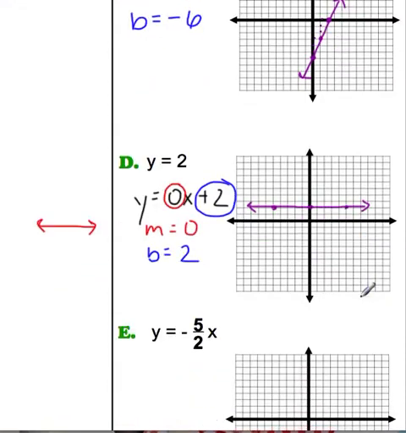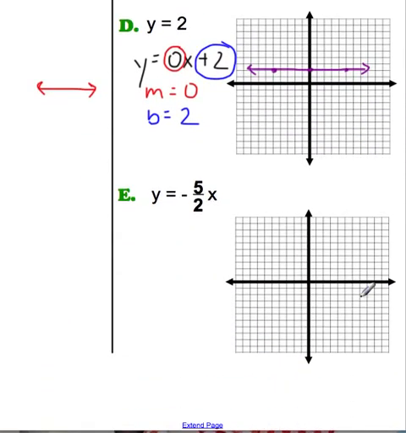Now, looking at this final example that I've got here for you today, we have y equals negative 5 halves x. This one I want you to go ahead and pause it, see if you can get the slope and the y-intercept, and if you can, then check your work once you've had a chance to figure it out.